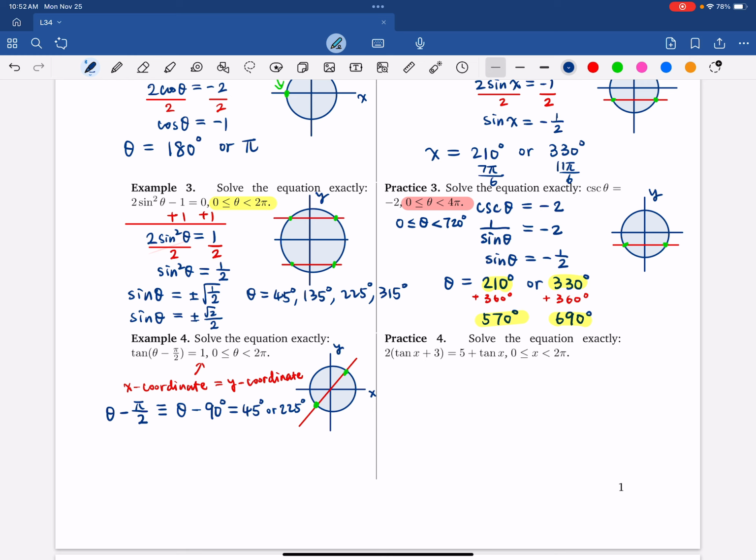So we actually have 2 equations. The first one is theta minus 90 degrees is 45 degrees. The other one is theta minus 90 degrees is 225 degrees. All right, and then we're going to solve them for theta. So for the first one, we're going to add 90 on both sides. And this will give us 135 degrees. For the second equation, we're going to add 90 on both sides.